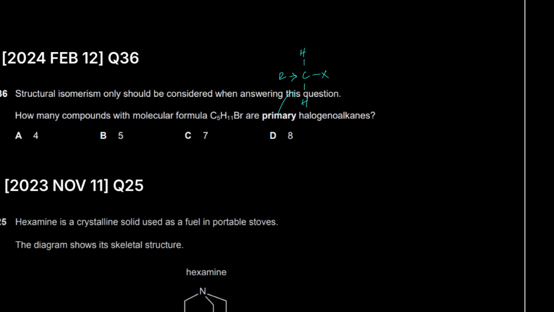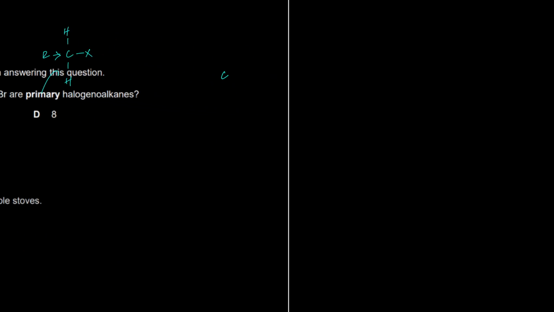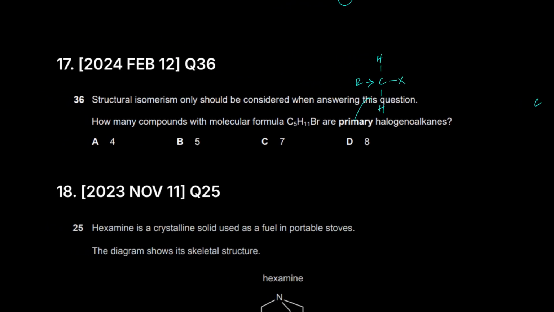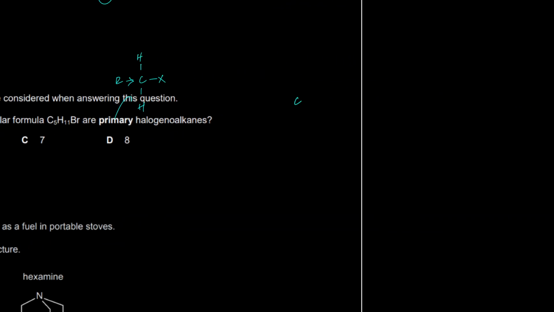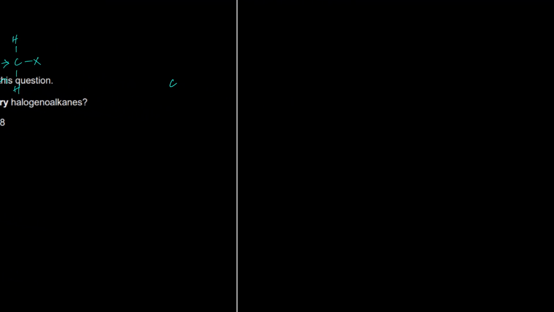C5H11Br, right? Let's use the CAN method. And can I use chain as well as position? Yes, he thinks you can use structural isomerism. So chain as well as position. Don't talk about stereo. So let's do this, fellas.